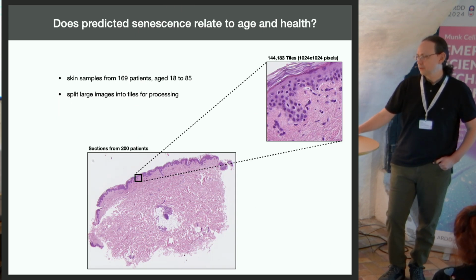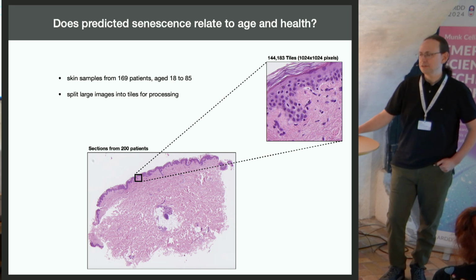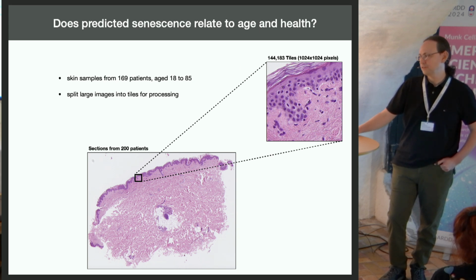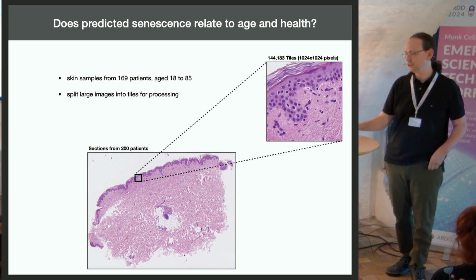So then we started a study to look at some patients and try to relate the senescence predictor to health and to age. This was a smaller study. It was 169 patients, aged range from 18 to 85. And we worked with these original biopsy images from healthy regions of tissue.